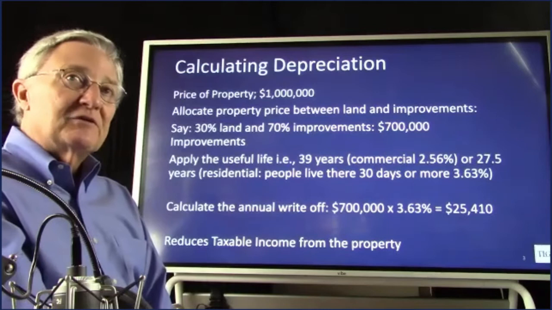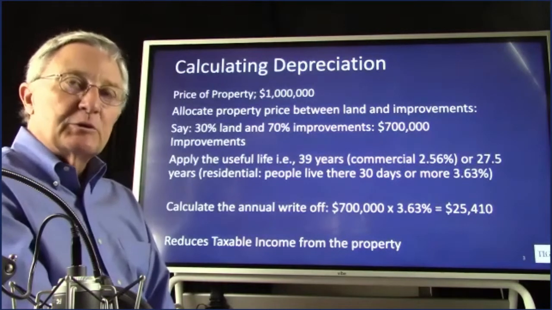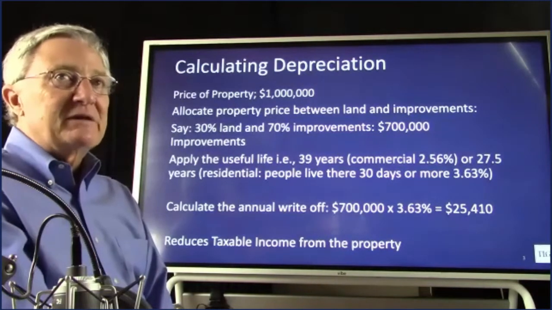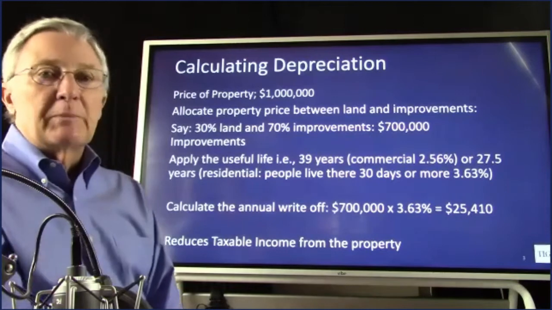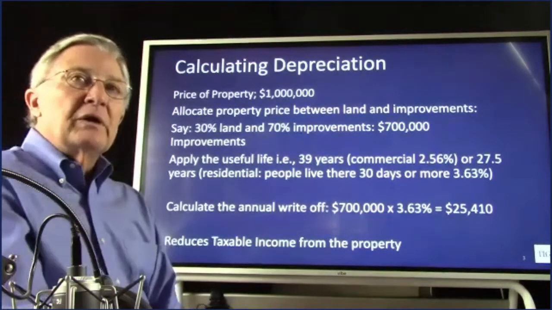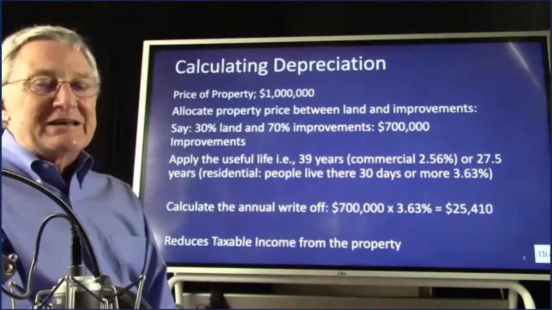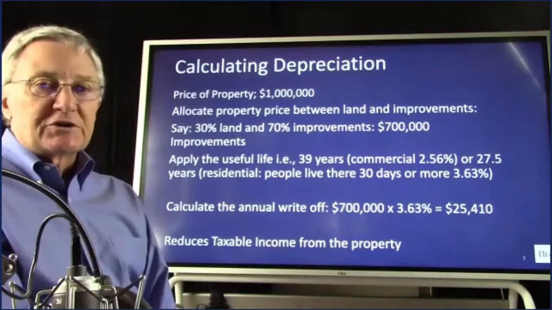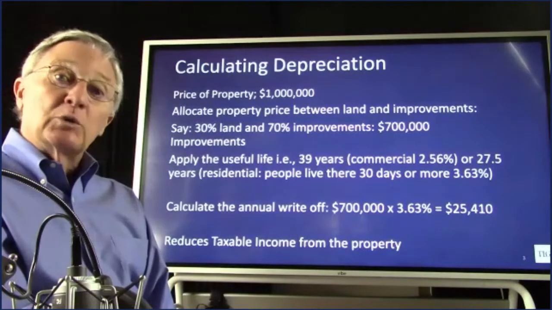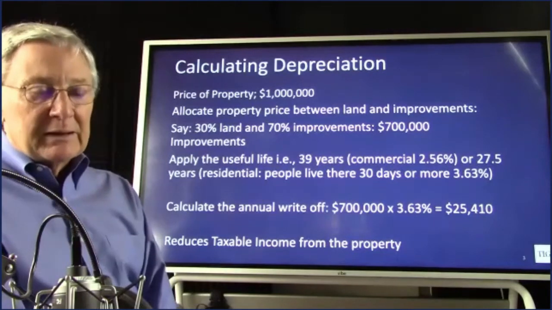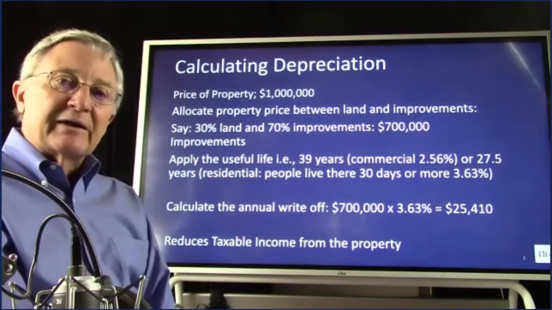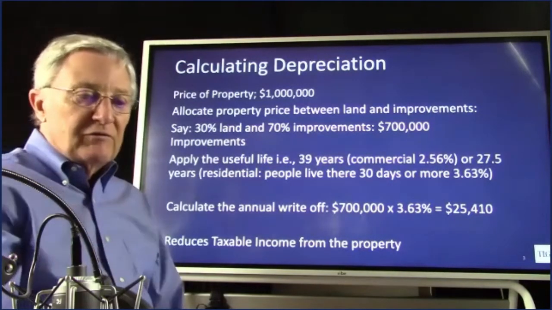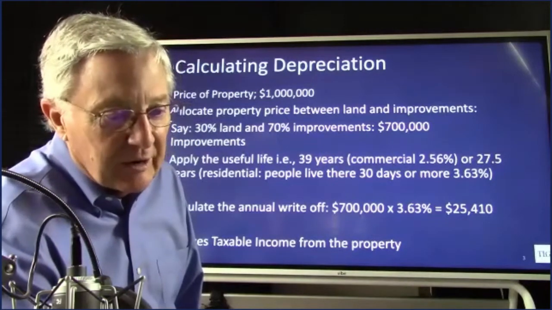Now, if we're buying a different type of property, residential property, the useful life is shorter. Residential property has a definition. Residential property is where people live there on an average of more than 30 days at a time. So that sounds like an apartment building, right? That sounds like a rental house, but it doesn't sound like a hotel, a motel, a bed and breakfast. It doesn't sound like that at all. And that's the point. If people live in it, we're going to give you a faster write-off.